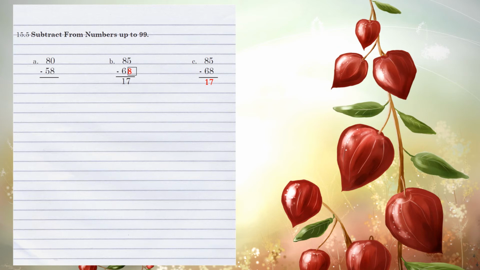Unit 15.5, subtract from numbers up to 99. Let's look at example A. 80 minus 58. Starting with the ones column, you cannot subtract 8 from 0. So we're going to jump over here to the tens column and we're going to borrow. The 8 becomes a 7. The 0 becomes a 10. Now we subtract down. 10 minus 8 is 2. 7 minus 5 is also 2 for a final answer of 22.